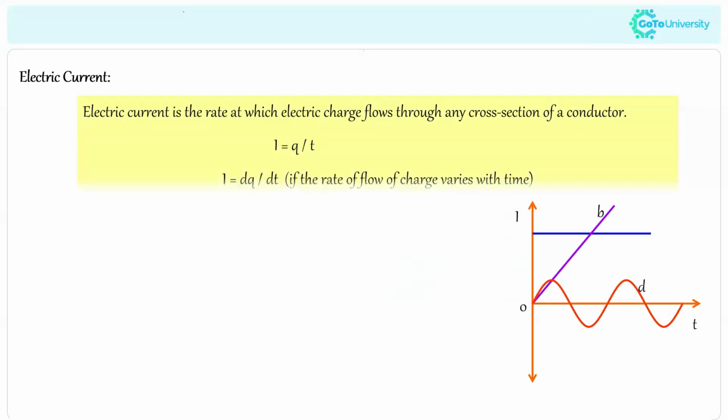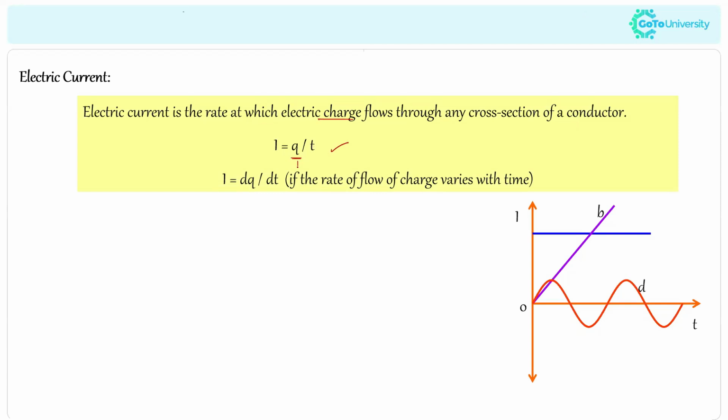It's known that electric current is nothing but the rate at which the electric charge flows through any cross section of a conductor, or else we can say simply the rate of change of moving of a charge. And the formula we usually use to find the electric current is I equals Q over T.